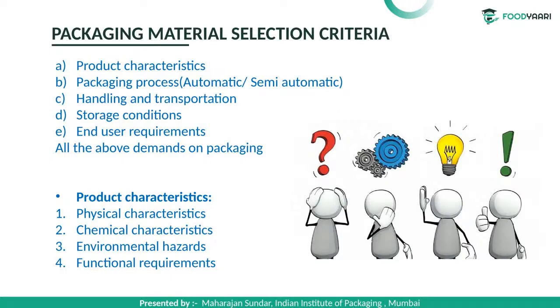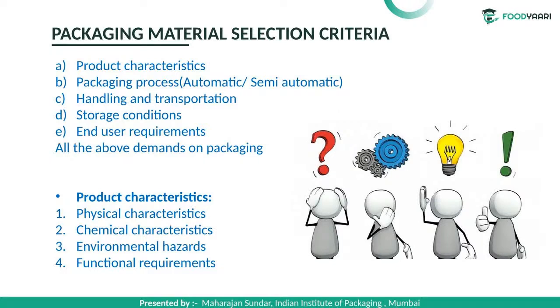Packaging material selection criteria. The following is the list of selection criteria of a packaging material. Firstly, it is product characteristics. Product characteristics in the sense, the nature of the product, the physical appearance, the chemical characteristics of the product, the environmental hazards and functional requirements. These are the product characteristics.